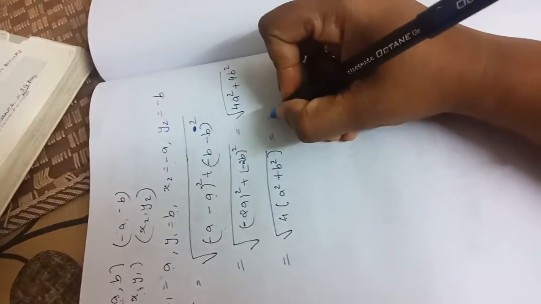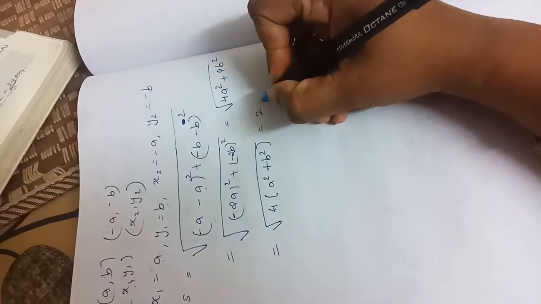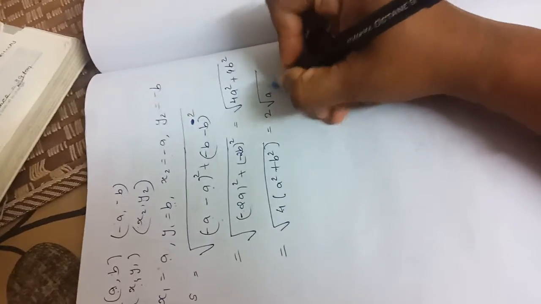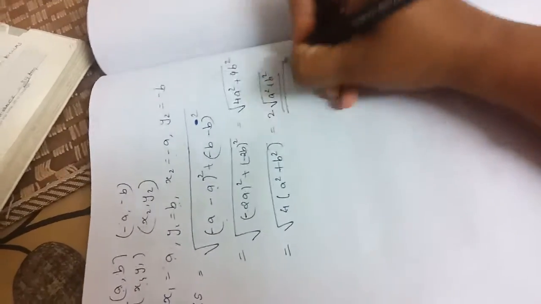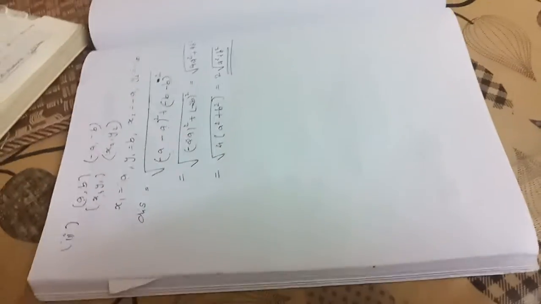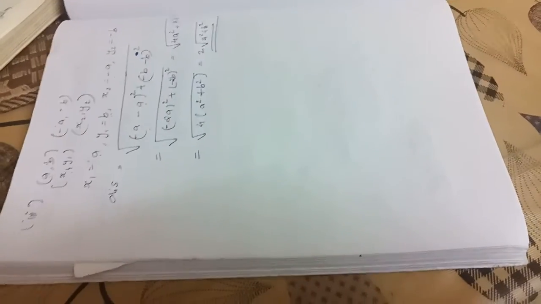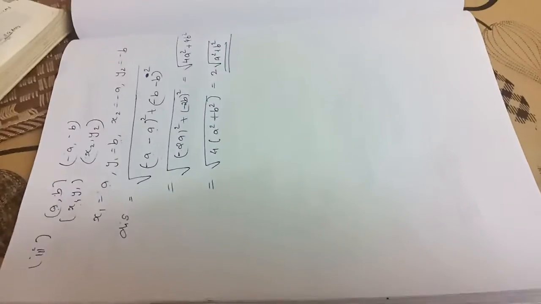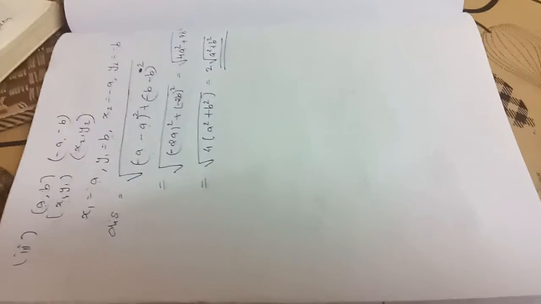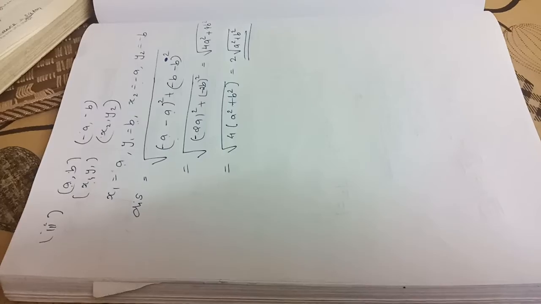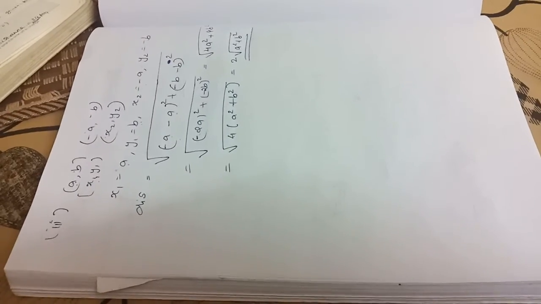Root 4 I am writing as 2, root 4 is equal to 2. Again root of a square plus b square. A square plus b square you should write in the same way. Do not take root a square, root b square. Okay, this is a single term, so you cannot directly write the root separately. So this is the final answer. This is the distance between the points A, B and minus A, minus B.